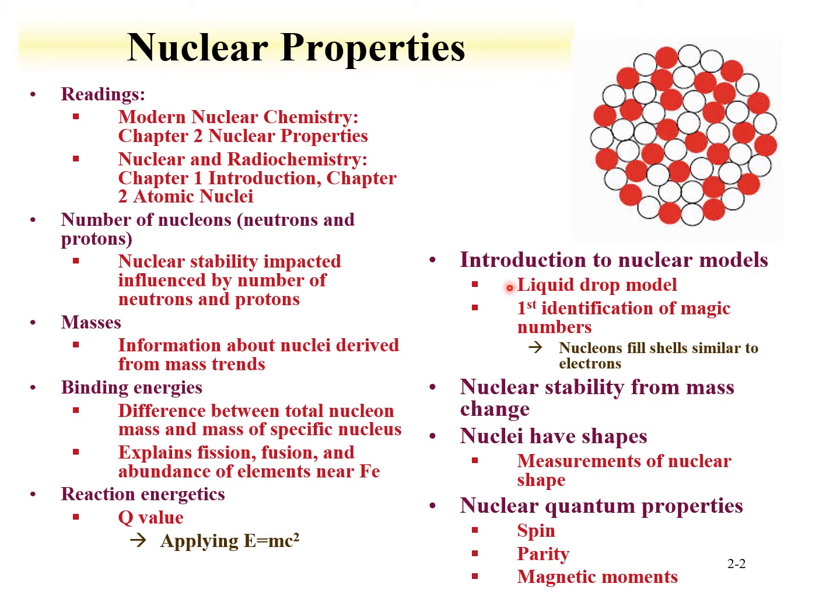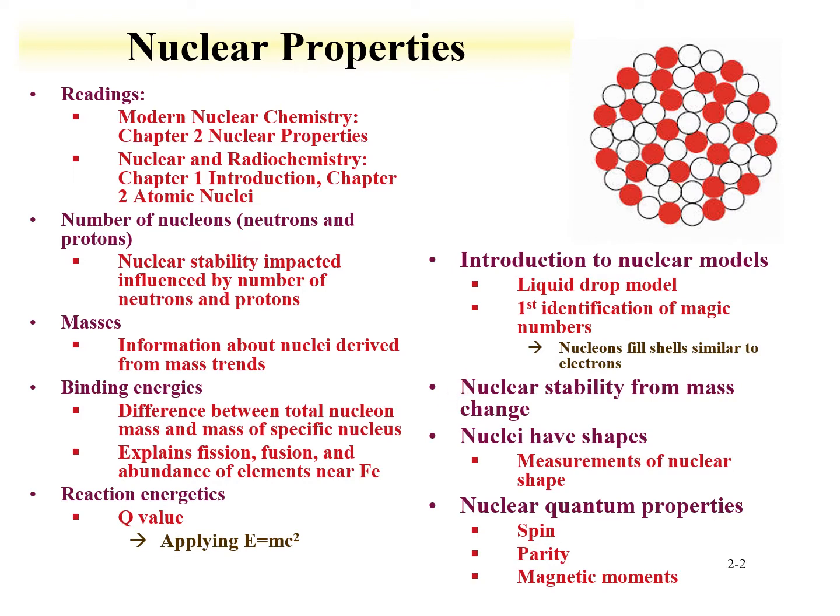We're going to start with the simplest, the liquid drop model, show how this was derived, and how it led to the identification of what are called magic numbers for nuclei. And we're going to find out that nucleons fill shells similar to electrons. So as a chemist, you understand that when an electron shell gets filled, chemical properties of that element are different. And we're going to see that as nuclear shells get filled, the nuclear properties of those isotopes are also different. We're going to talk about nuclear stability from mass change.